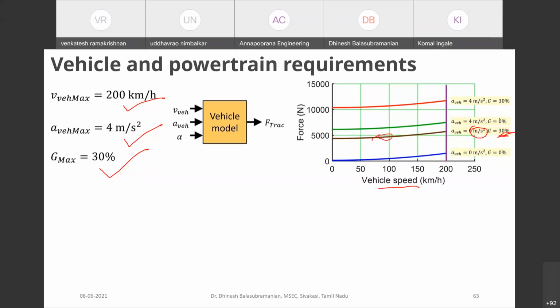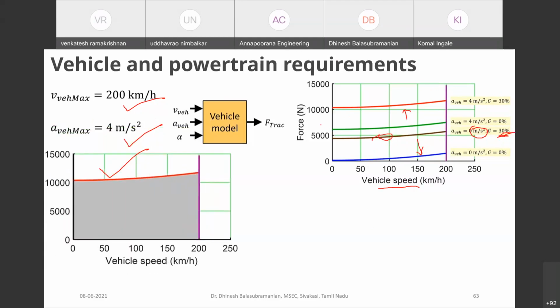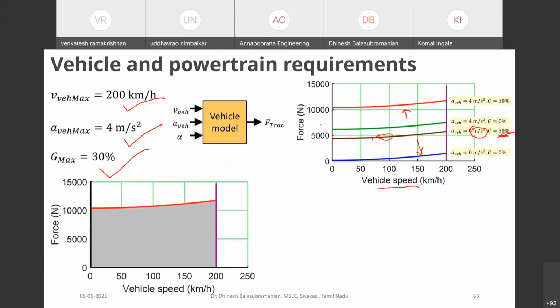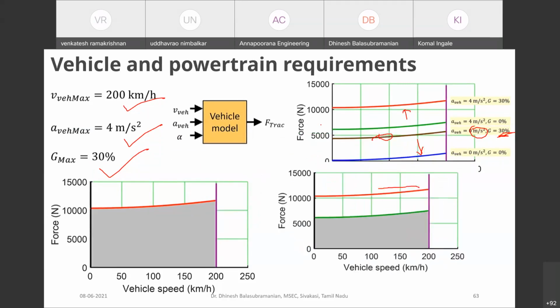like this. But once the gradient is allowed to increase, you can see there is a shift in this profile. And once the gradient is allowed to decrease, you can see a shift in this profile downwards. So here you can have a curved path for your vehicle speed versus power. And with this, you have to choose what is your operating range. So at what vehicle speed you are going to drive your vehicle, what would be your maximum acceleration, and what would be your maximum gradient.